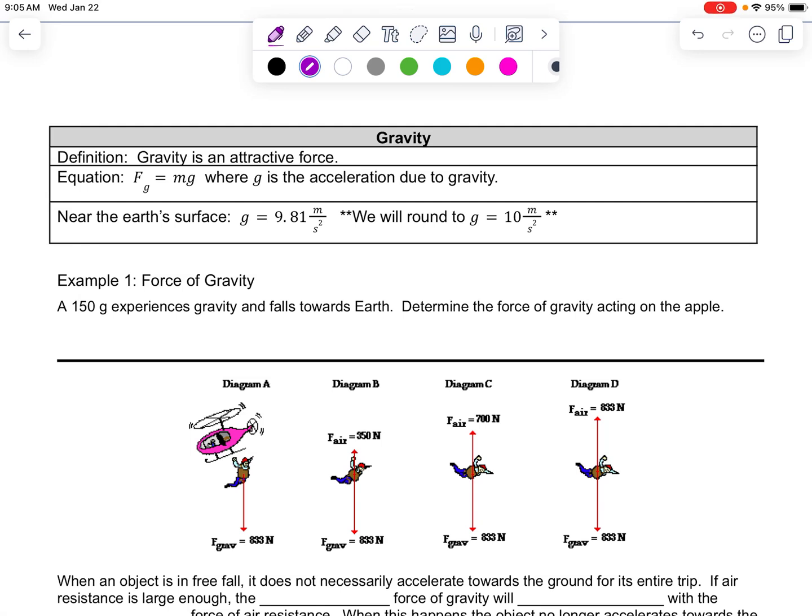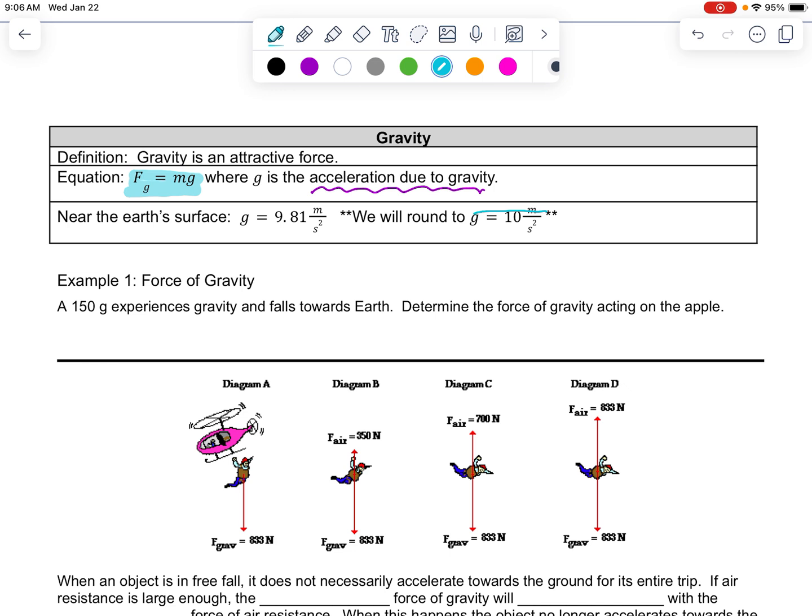Okay, now we're going to solve some problems using gravity as the acceleration due to gravity. You'll notice that our equation looks a little different, right? It's still Newton's second law, but this is a special case where acceleration is a constant, right? G is the acceleration due to gravity. We've talked about that a little bit, okay? And it's always this number here.